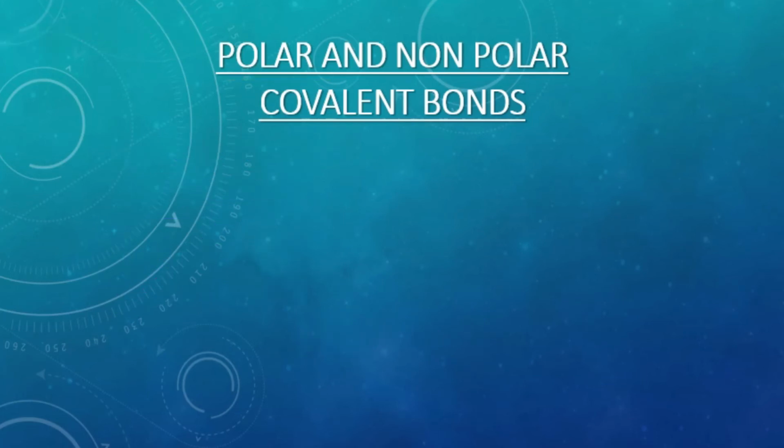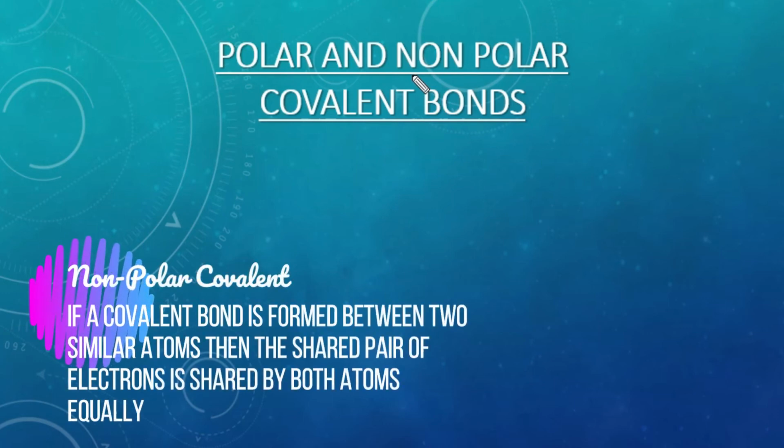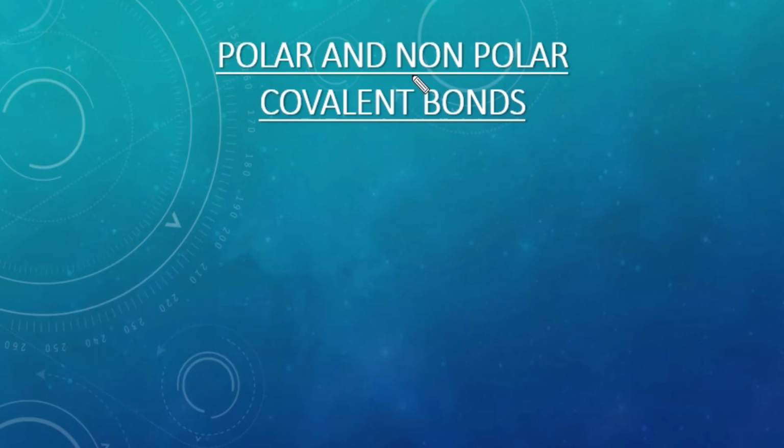Moving towards the nonpolar covalent bond. It is the bond formed between two similar atoms, homoatoms. If a covalent bond is formed between two similar atoms, then the shared pair of electrons is attracted by both the atoms equally. Such a type of bond is called a nonpolar covalent bond or a pure covalent bond. We also call it a pure covalent bond. In this case, we have heard the word homoatoms, which are similar atoms, the atoms of the same element.